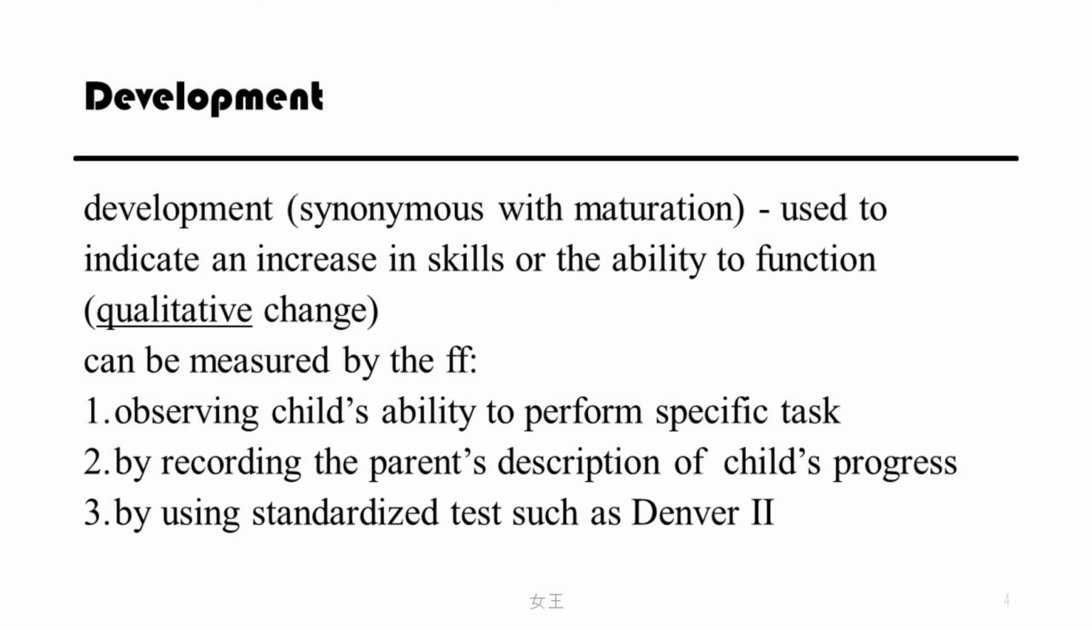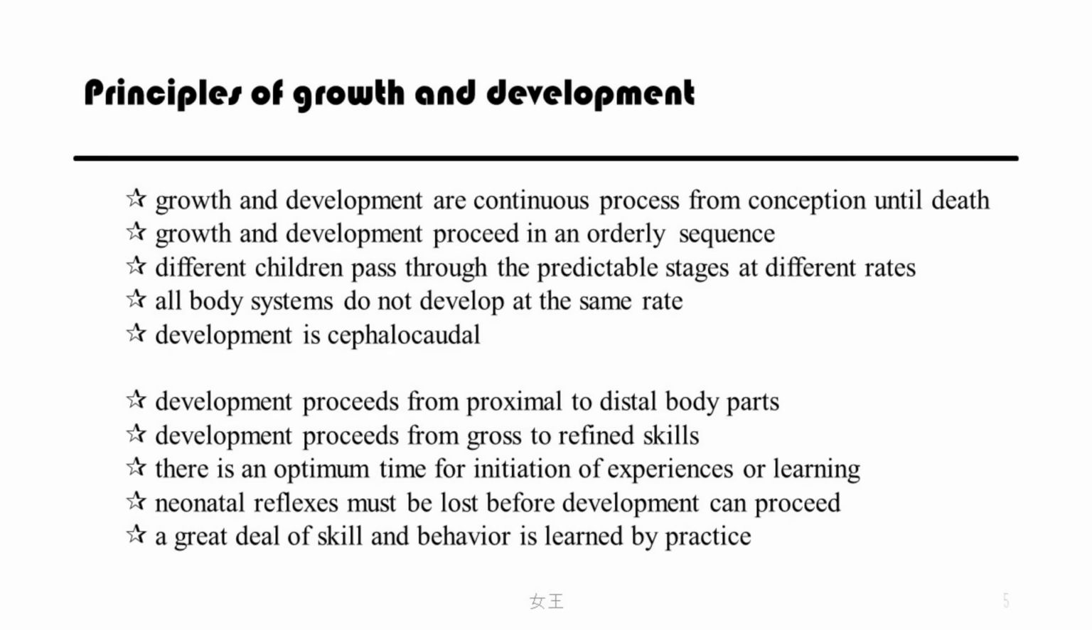It can be measured by observing the child's ability to perform specific tasks, by recording the parent's description of the child's progress, and by using standardized tests such as Denver 2. The Denver Developmental Screening Test 2 has 125 easily administered developmental test items, with age norms, presented in a convenient one-page format.